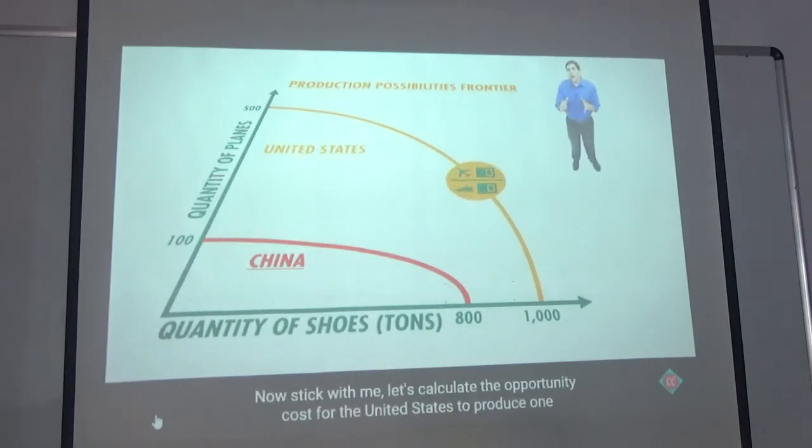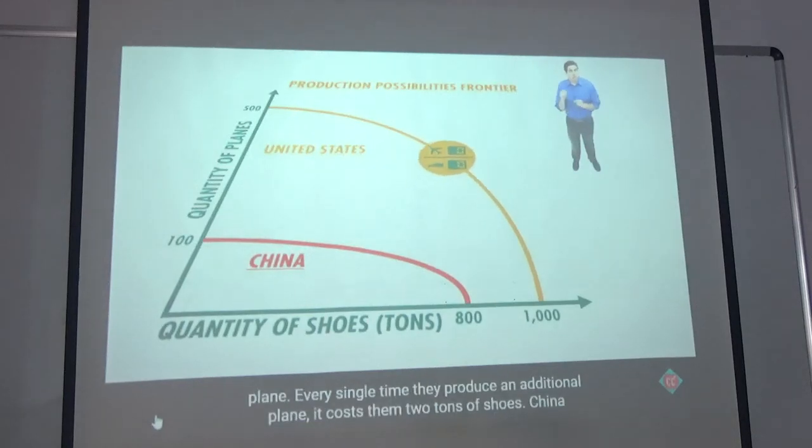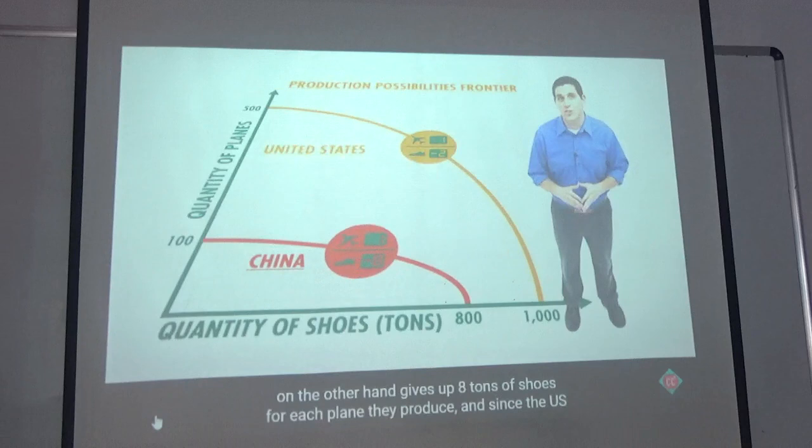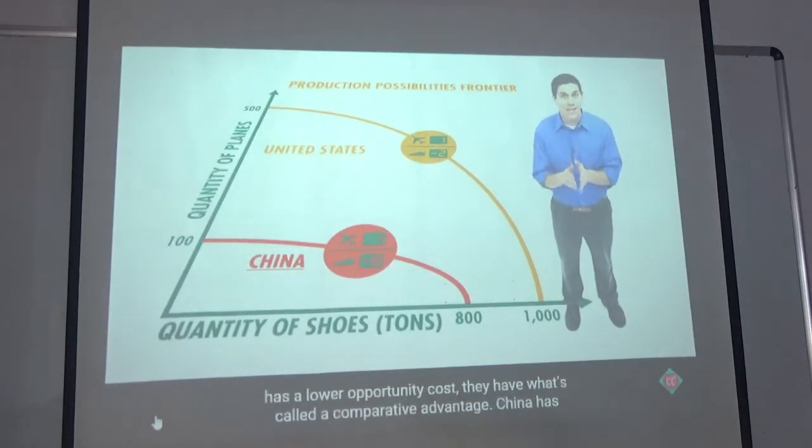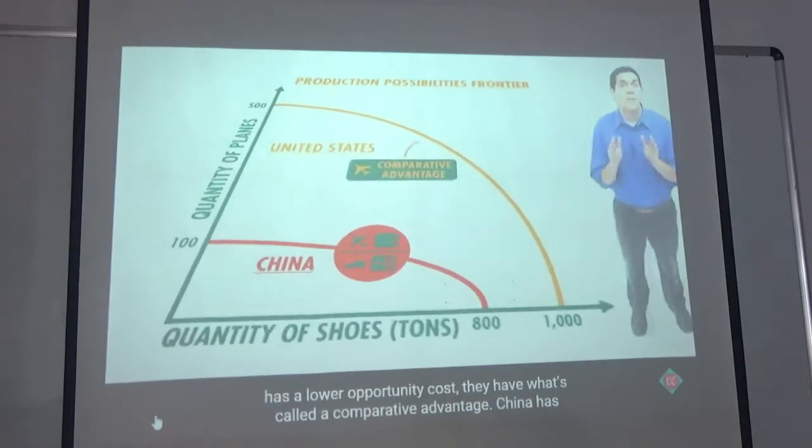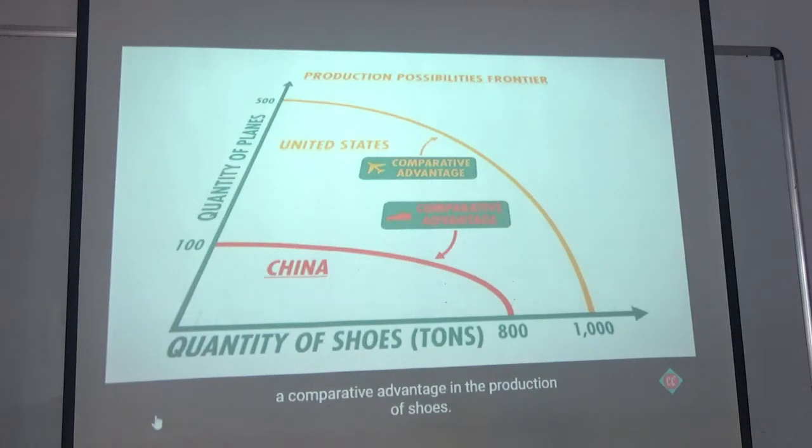Now, stick with me. Let's calculate the opportunity cost of the United States to produce one plane. Every single time they produce an additional plane, it costs them 2 tons of shoes. China, on the other hand, gives up 8 tons of shoes for each plane they produce. And since the U.S. has a lower opportunity cost, they have what's called a comparative advantage. China has a comparative advantage in the production of shoes.